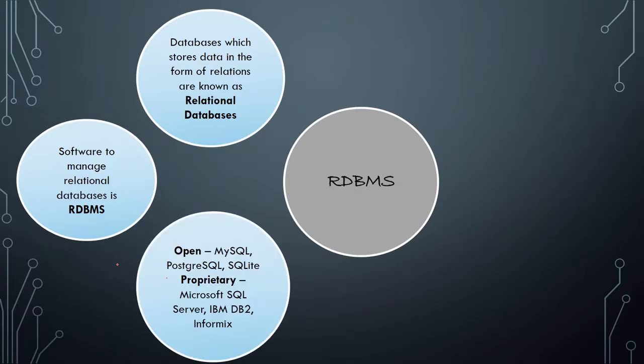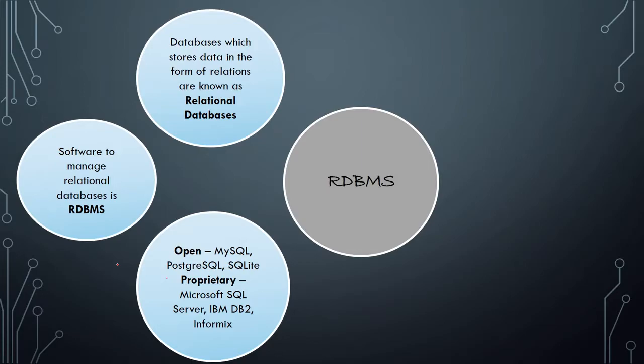Now here are a few examples of RDBMS software. I have given you two types of software. One is open source, the other one is proprietary. So open source software are those which are free to use and their source code is available for the users, whereas proprietary software are those which are not free to use. We have to pay for them to use them.